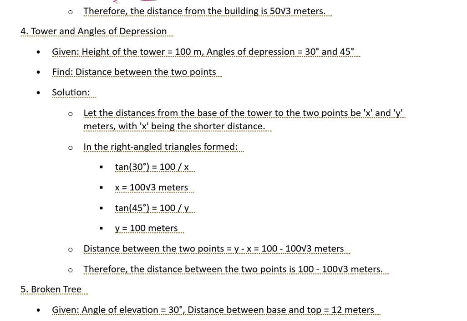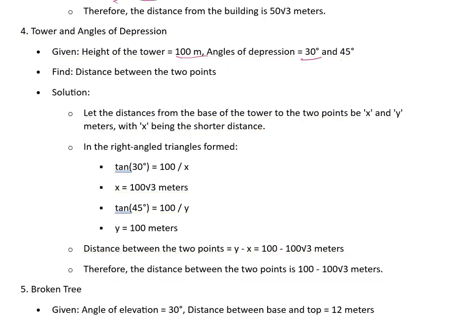Next question 4. From the tower, the angles of depression are given. The height of the tower is 100 meter. The angles of depression are 30 and 45 degrees. Find the distance between the 2 points. Let the distances from the base of the tower to the 2 points be x and y meter, with x being the shortest distance.